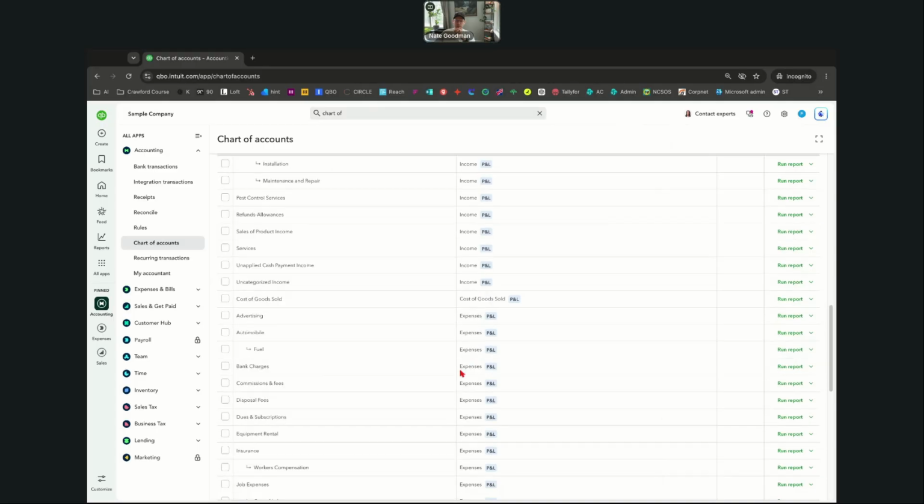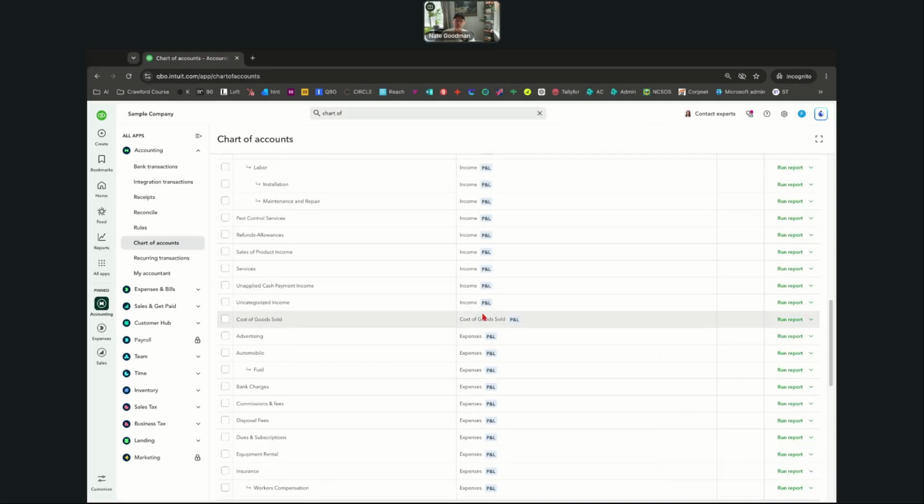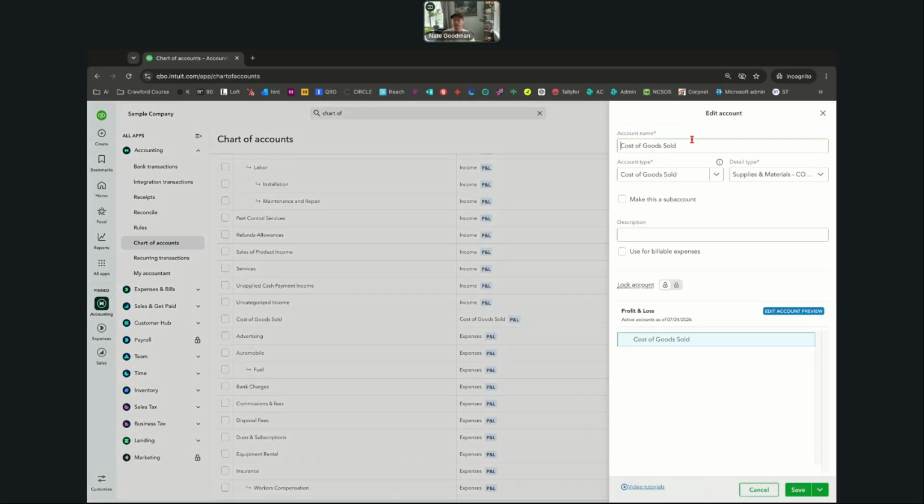And then if I came down, I could go to my expenses, but we have here cost of goods sold. This person doesn't have any cost of goods sold except for this one. I'll just rename this one for now. And we'll call this lab fee expense.